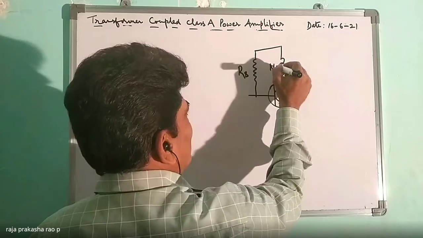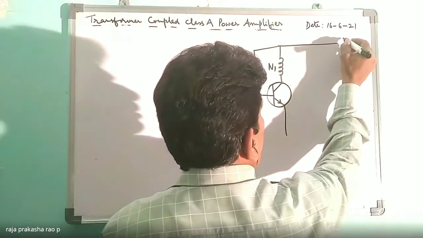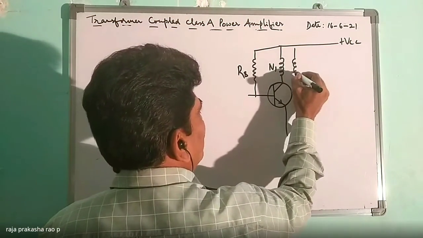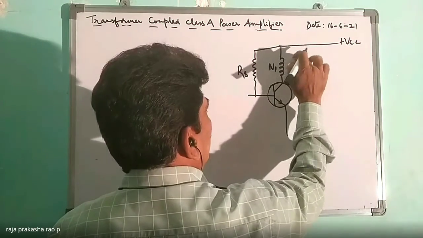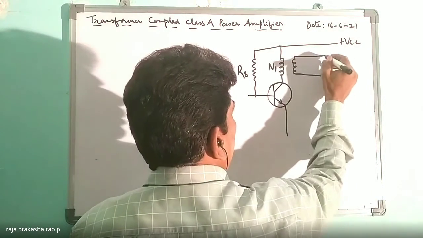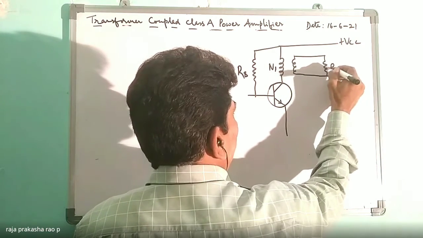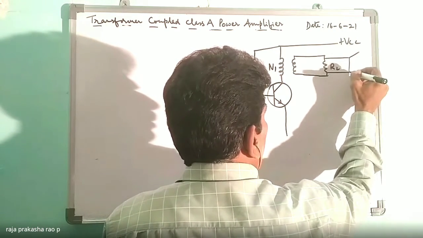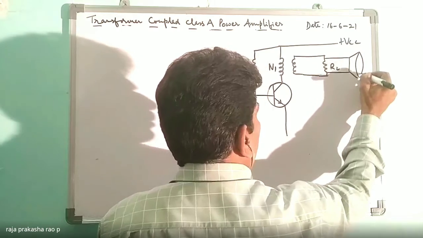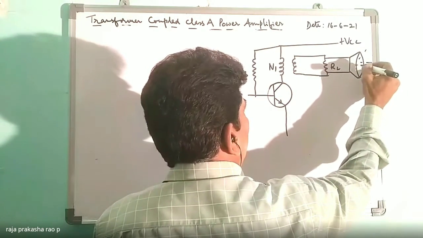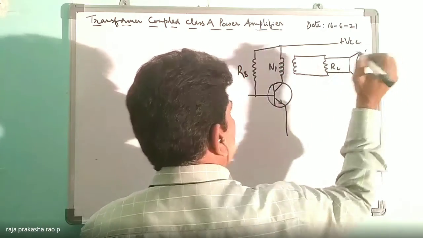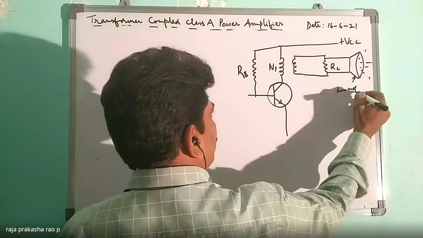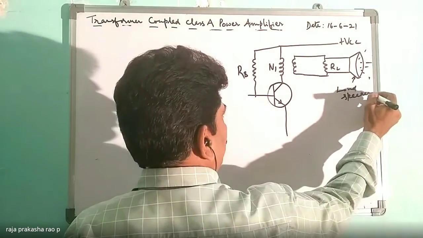Primary, whose number of turns are N1, and this is voltage source VCC. And the secondary is connected like this. The secondary load is connected, that is RL. This load can be a loudspeaker. This is loudspeaker, RL.